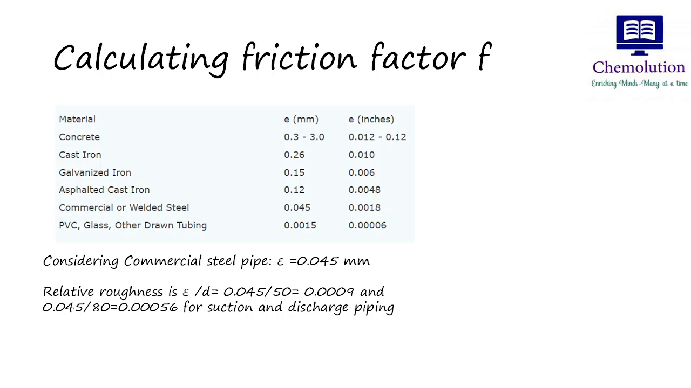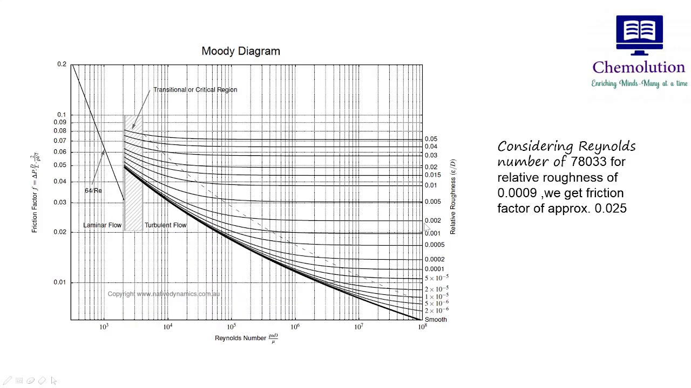Okay, this is for the suction side, and 0.00056 for the discharge side, because the discharge side is higher in diameter. So these are the relative roughness values for our suction and discharge piping. I hope you get the point, because in Moody's diagram you need to plot this epsilon by d, which is relative roughness.